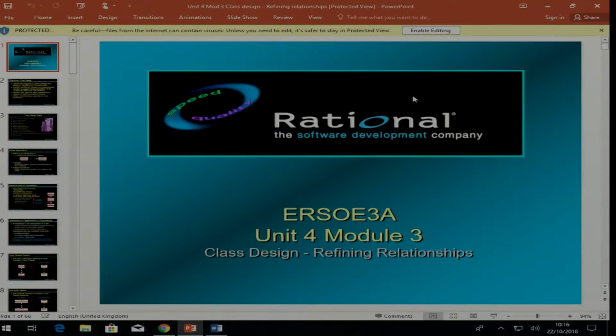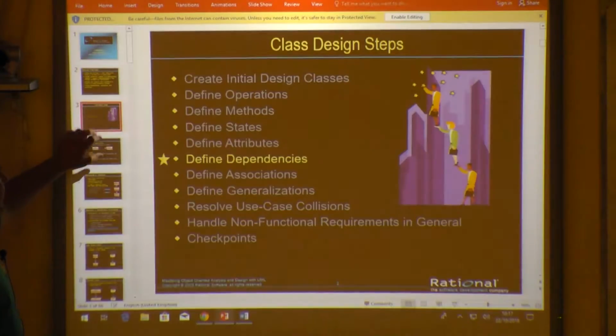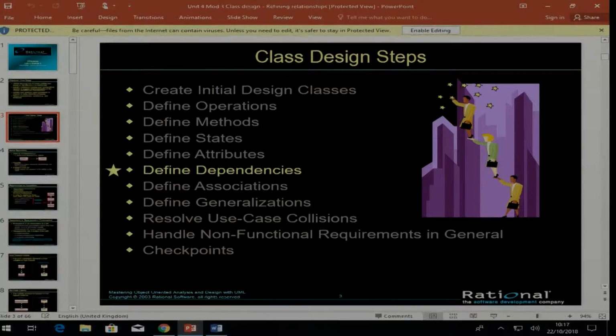Morning. Now we are on the last module of Unit 4. This module is talking about refining relationships. So what you will see, we are going to look at the following things. We're going to look at defining dependencies, association, generalization, and then lastly looking at resolving use case collisions.